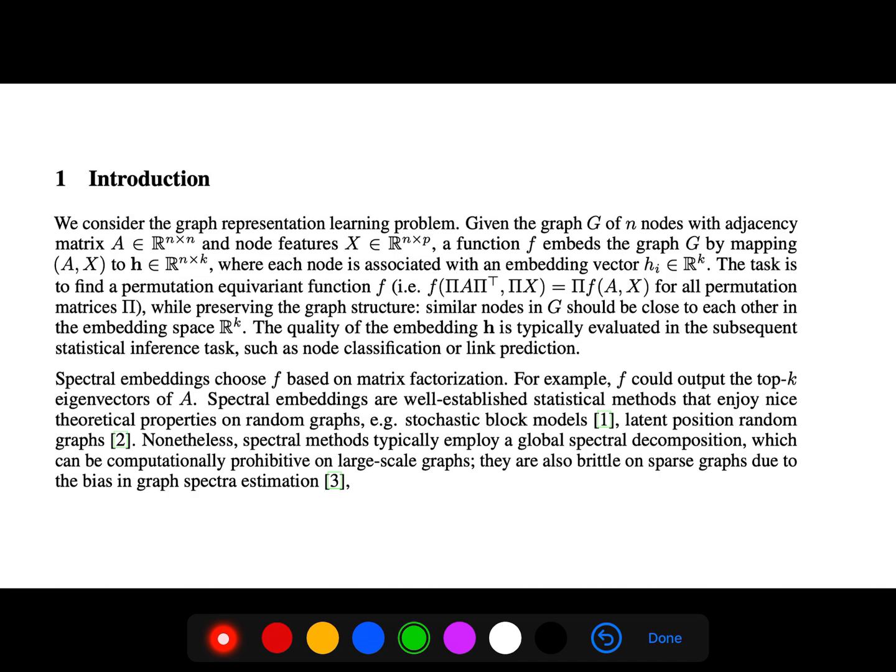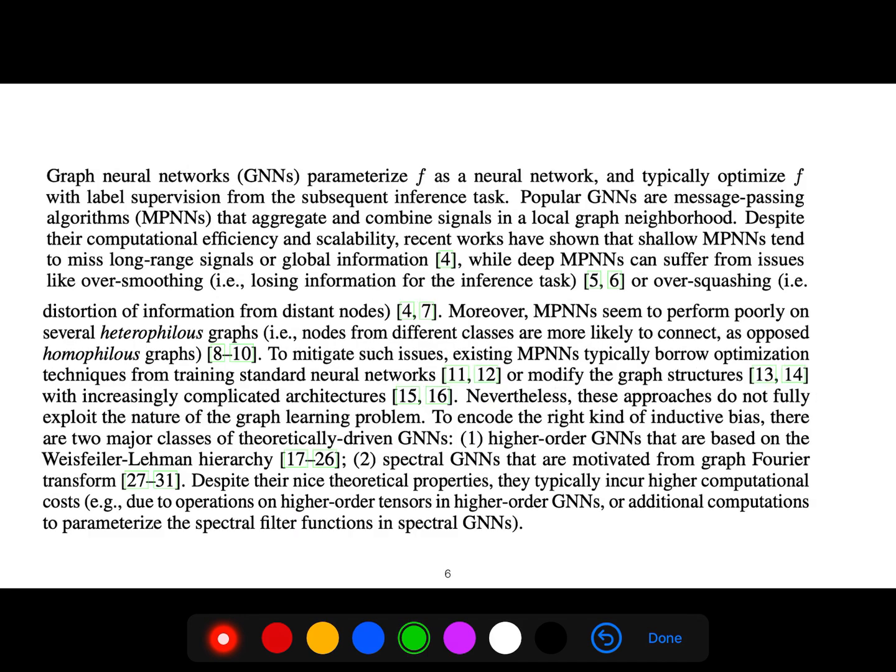So the task is to find a permutation equivariant function f for all permutation matrices while preserving the graph structure. Similar nodes should be close to each other in the embedding space. And spectral embedding chooses f based on matrix factorization. For example, f could output the top k eigenvectors of A. Message-passing neural networks seem to perform poorly on several heterophilous graphs.